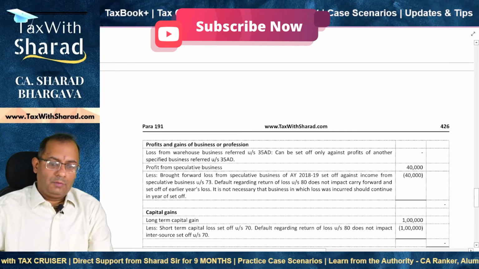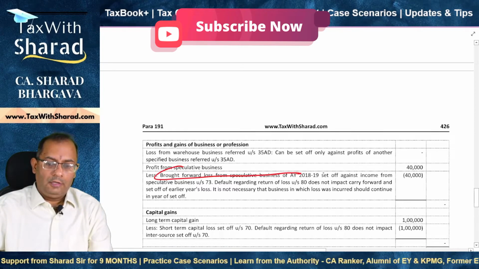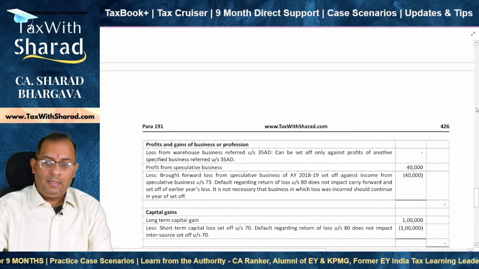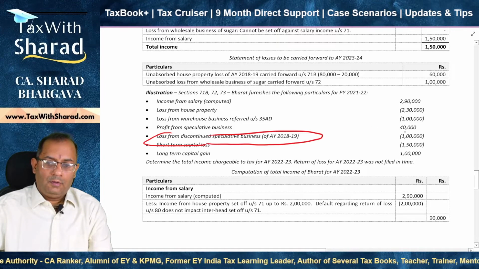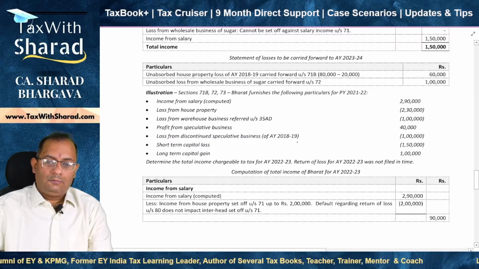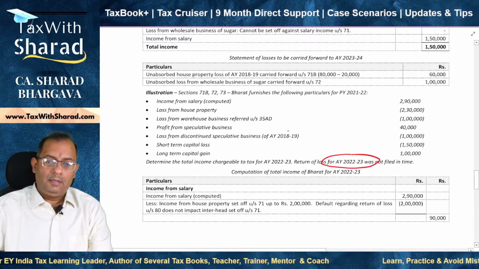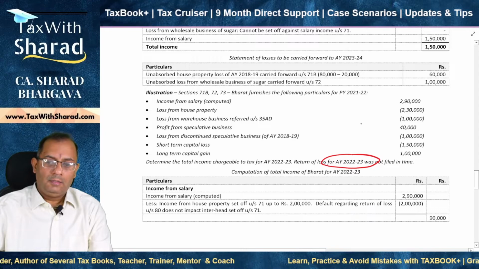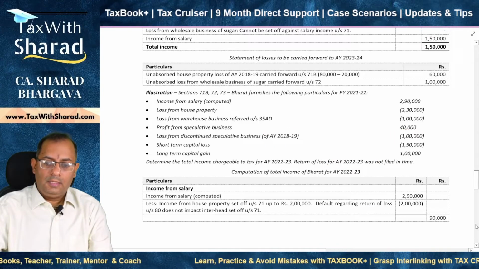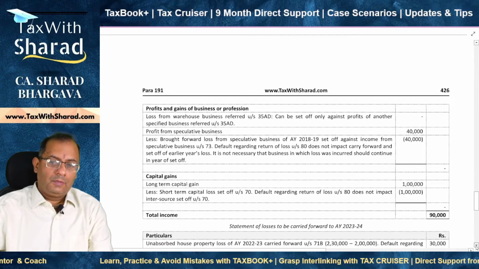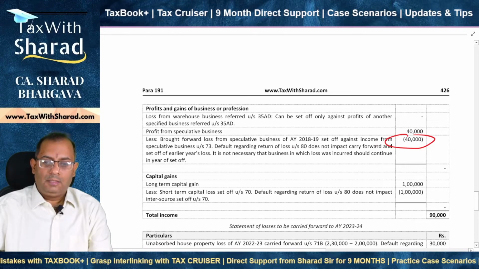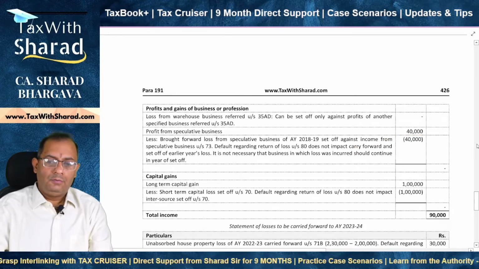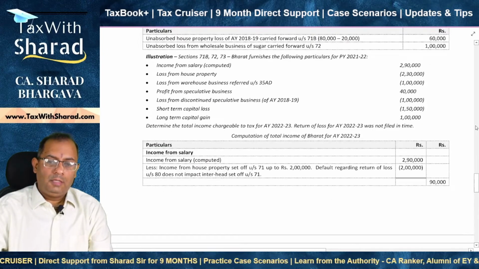There is also a brought forward loss from speculative business of assessment year 2018-19. Okay, so there is this loss of earlier year of 1 lakh rupees, and since the return of loss has not been filed in time for the current year, it was filed in time for this year. That means this particular loss of 1 lakh, you can safely bring it forward to the current year, and then you can set off this loss. And if there is something unabsorbed, then you can also carry it forward to the subsequent year, because the loss pertains to earlier year, it doesn't pertain to the current year.